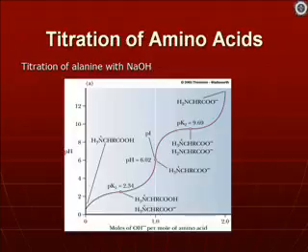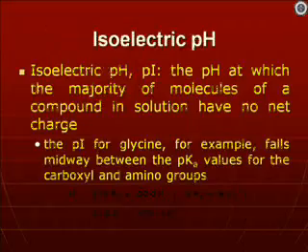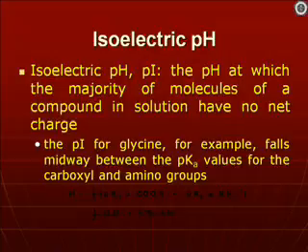As you can see clearly in the graph, the buffering capacity is seen around the pK value 2.3 and the pK value 9.69. Now if you see the point of inflection, that is known as the isoelectric point, and it is also called the isoelectric pH. How will we define this? Isoelectric pH is the pH at which the majority of molecules of a compound in solution have no net charge.